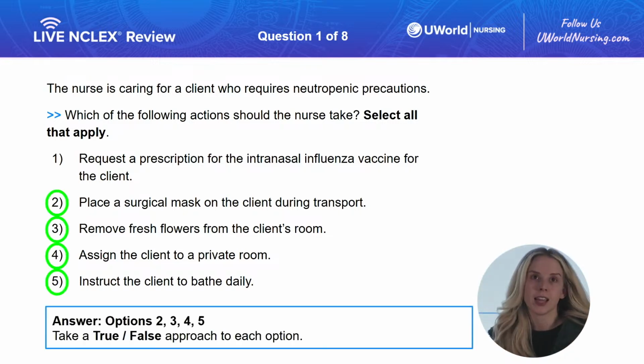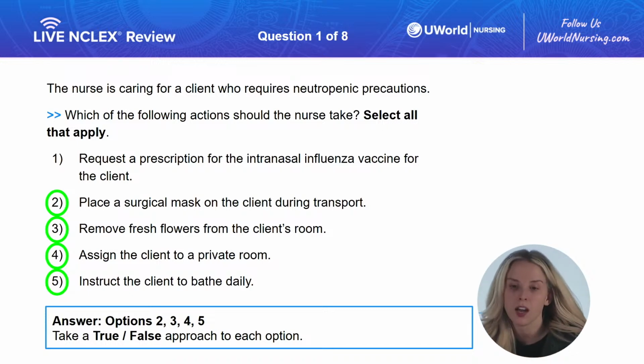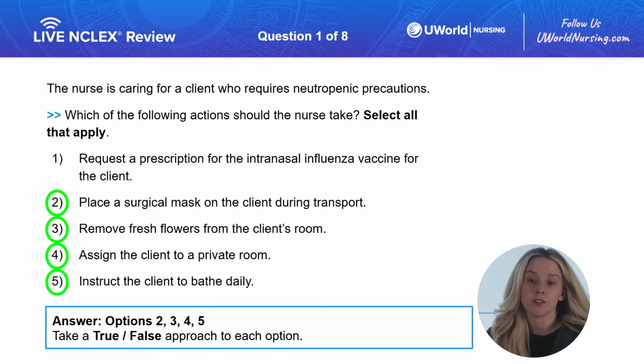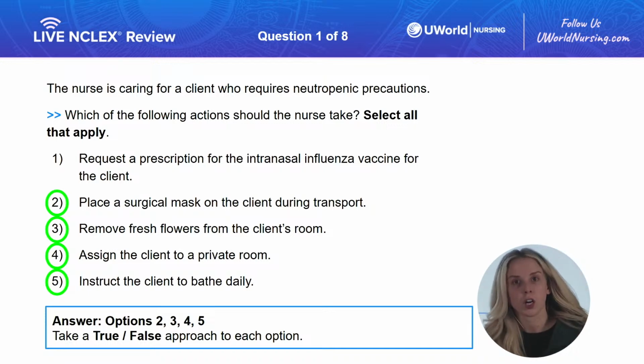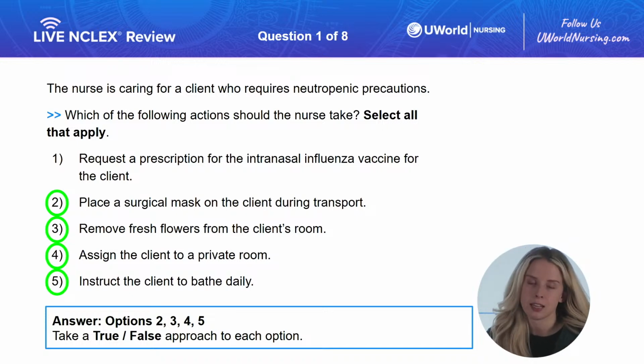So this client, as it states, is on neutropenic precautions. Clients who have neutropenia are at a high risk for developing infection. Neutropenia is when neutrophils, those mature white blood cells, are running really low. This can be an adverse effect from chemotherapy. It can happen with certain blood cancers. Since they have a harder time fighting off infection, we want to maintain infection protocol and keep them in the cleanest, safest environment.